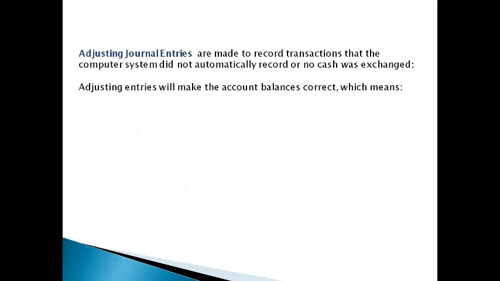The adjusting entries are made to record the transactions that the computer system did not automatically record, or cash was not exchanged in the same period as the revenue or expense occurred. The accounting department records all entries that change cash during the period as it occurs. After making adjusting entries, all accounts should be correct.